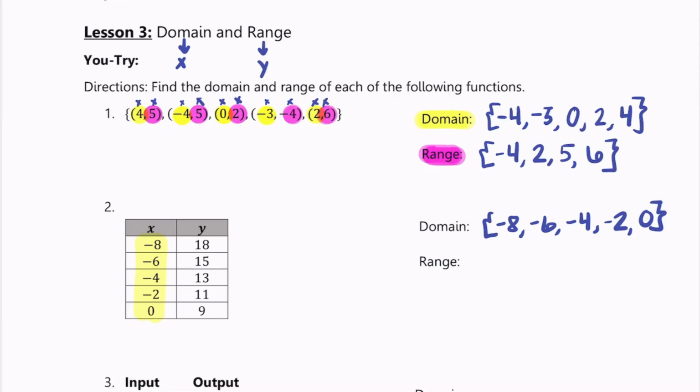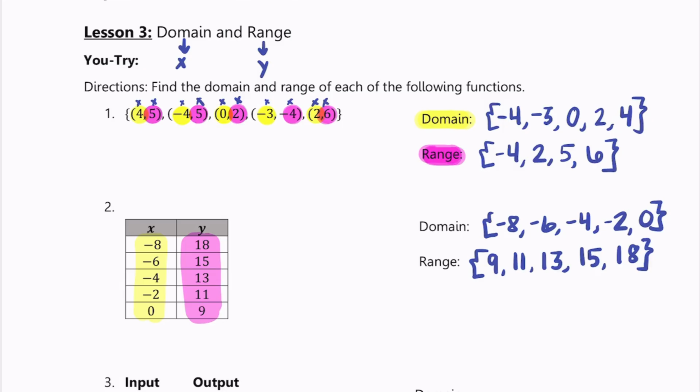For our range, we're putting those in order. Remember, when looking at a table, the y values will not necessarily be in order from least to greatest. In fact, it looks to me that they're in order from greatest to least. Once again, I see no repeats, so I will write all of those values, but I'm going to start with the smallest. So I'm going to start with 9, 11, 13, 15, and 18.